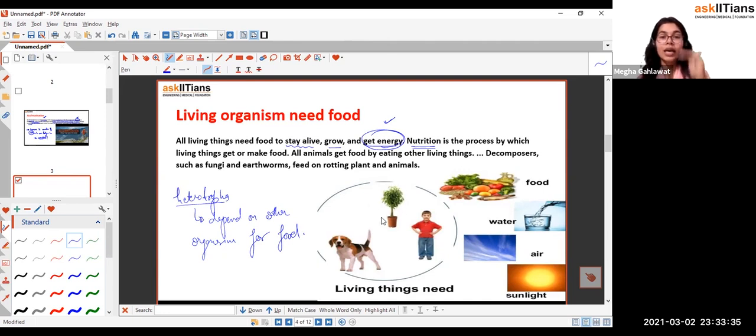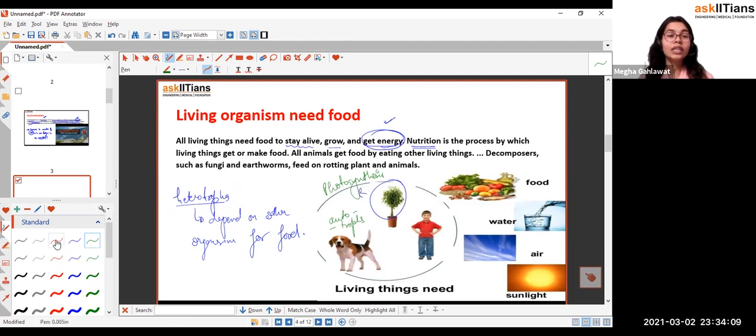Whereas the plants, they do photosynthesis. And with the help of that photosynthesis, they make their own food. What is photosynthesis? They make their own food with the help of chlorophyll, sunlight, and water, right? And that is why they are called autotrophs. Auto means self, troph means nutrition, self nutrition, okay? Heterotroph, hetero means different, troph means nutrition, so we're getting nutrition from different sources, okay?